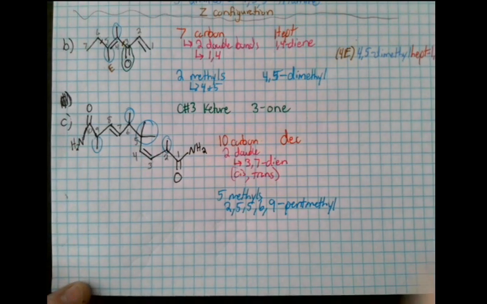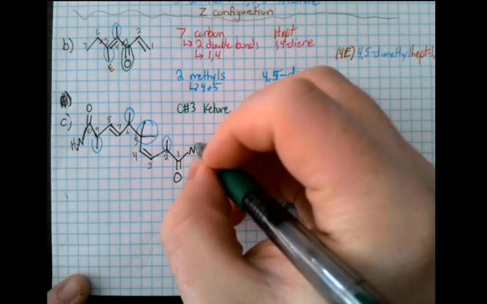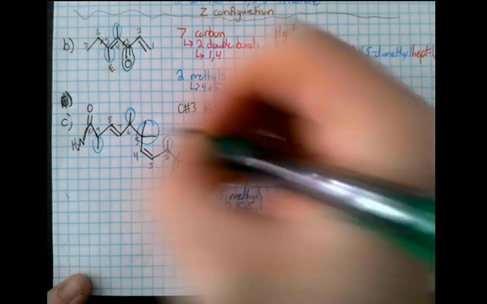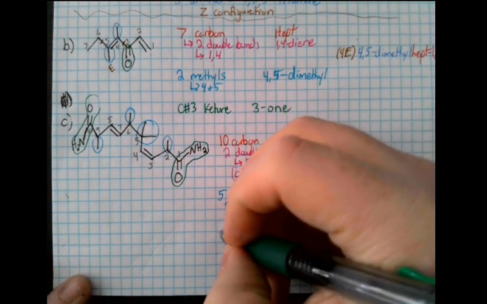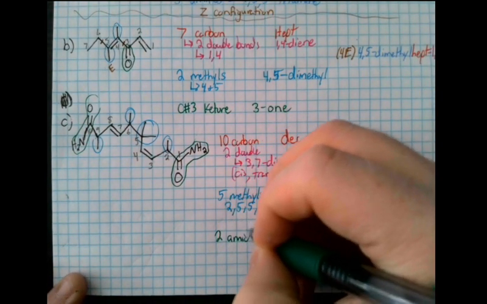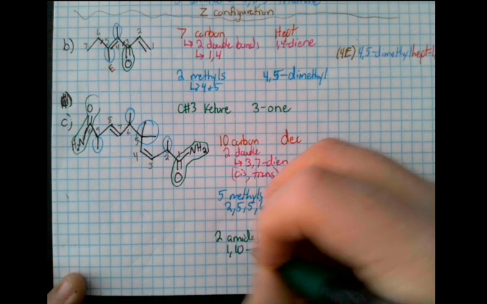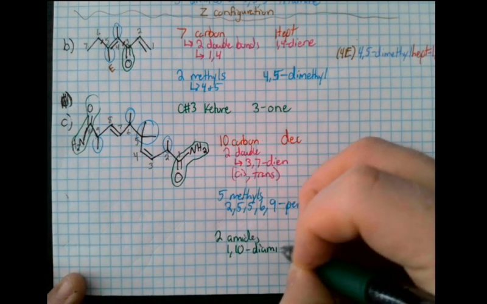And then we've got at the very beginning here, this was an amine earlier, but now it's attached to a double bonded oxygen on that carbon. So these are actually going to be 2 amides, 1 and 10, so it'll be diamide.